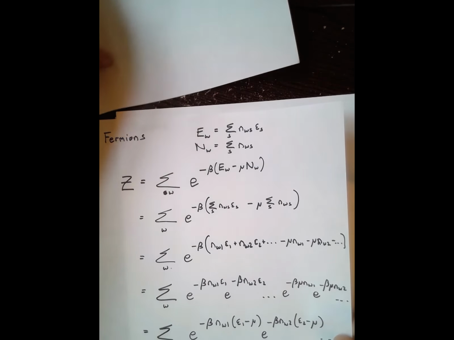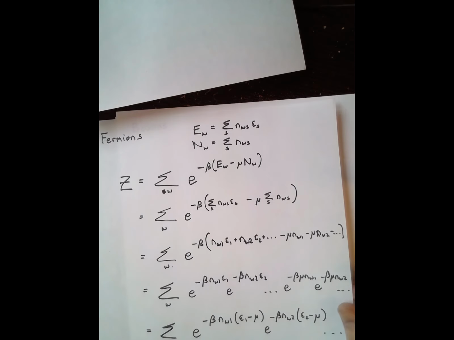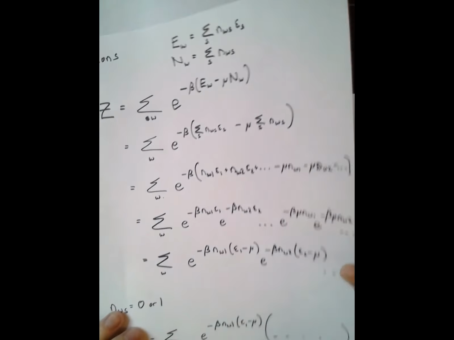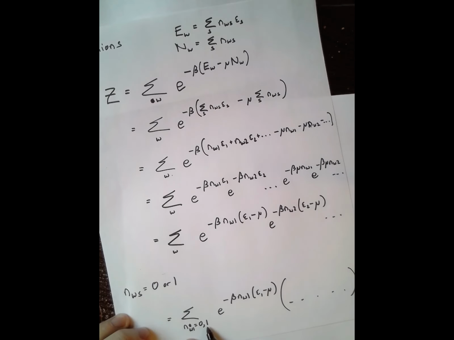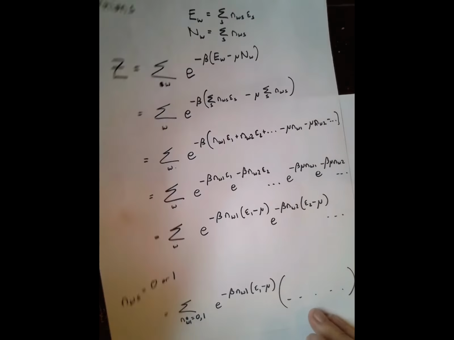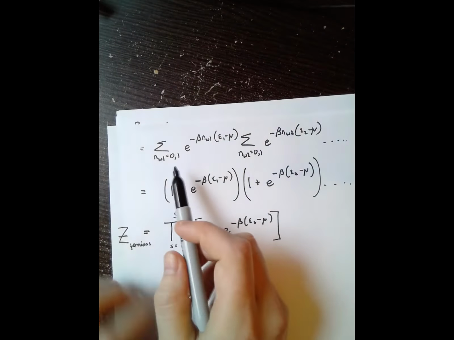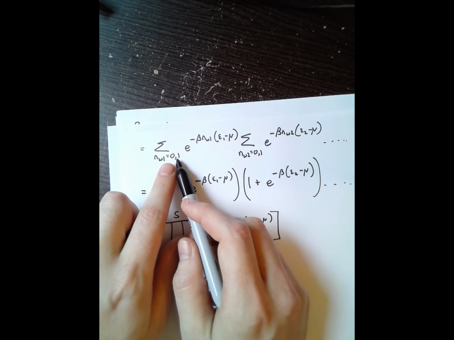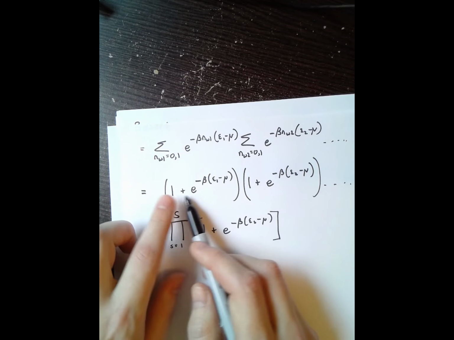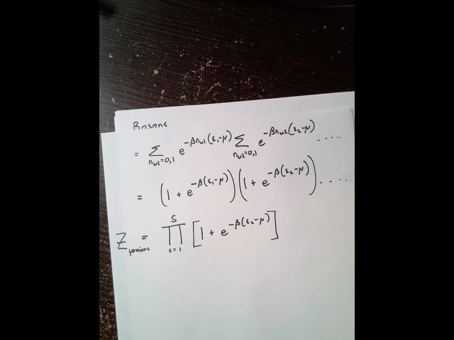Now, for bosons, everything is the same, except here, instead of the occupation being either 0 or 1, for bosons, it can be 0, 1, 2, 3, 4, up to infinity. Any number of particles can be placed in any single particle state. So if you look here, remember, because we only summed from 0 to 1 here, we got 1 plus e to the minus beta epsilon 1 minus mu in each term.